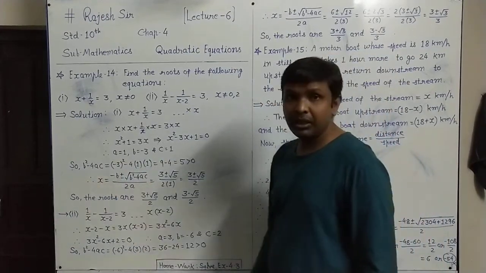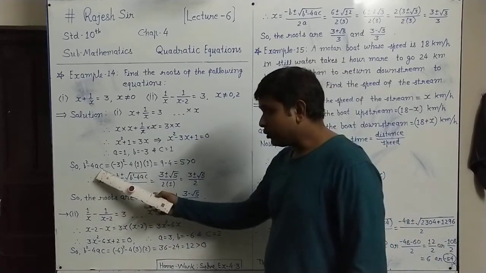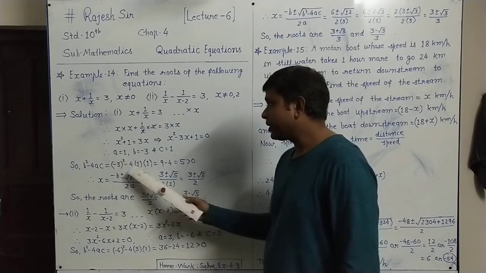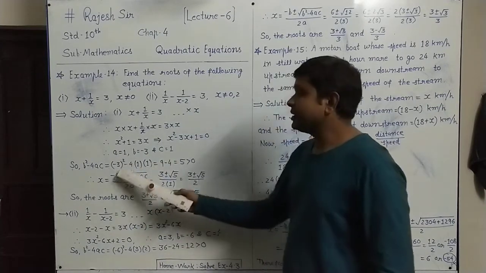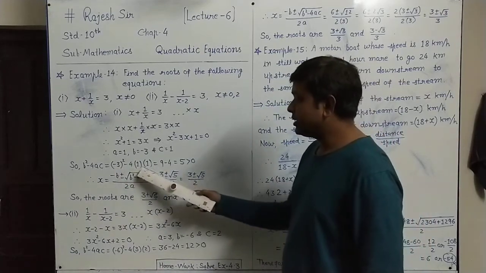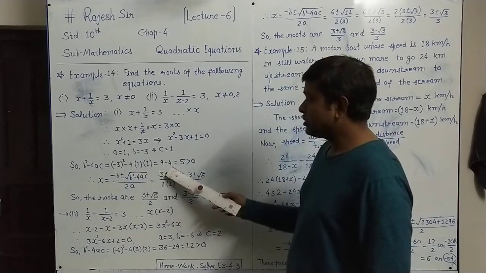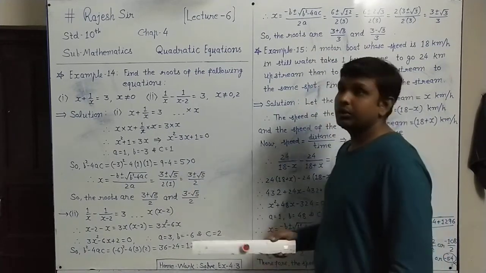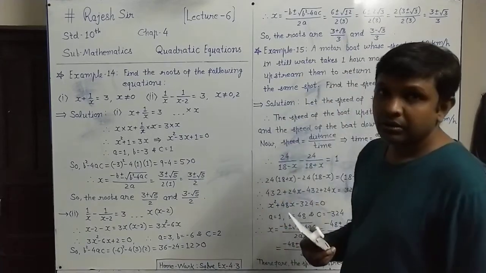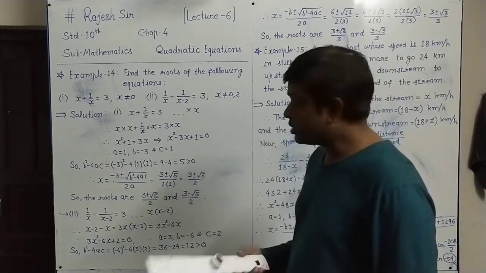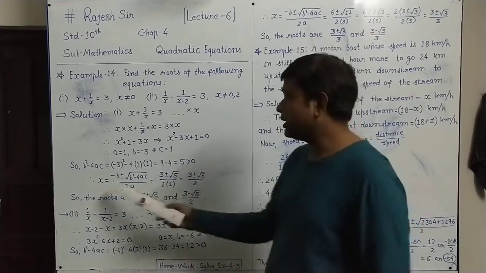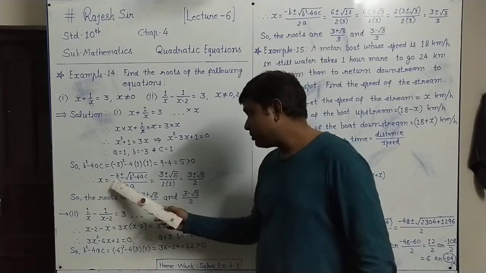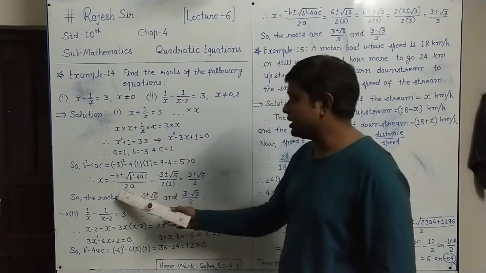Now a, b and c are all real numbers, so we can find the discriminant, that is b square minus 4ac, equals minus 3 whole square minus 4 into 1 into 1. Minus 3 square is 9, minus 4 ones are 4, and 9 minus 4 is 5. This discriminant is greater than 0, so you know that this equation will have distinct roots. By the quadratic formula we have derived, x equals minus b plus or minus root of b square minus 4ac upon 2a.